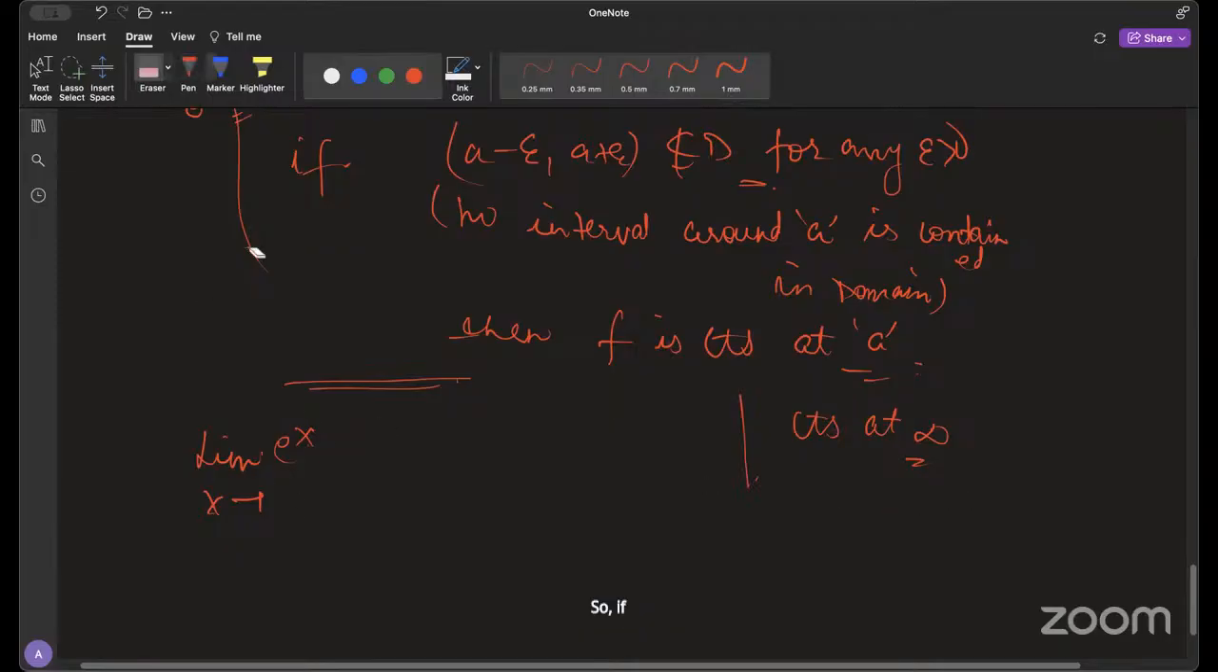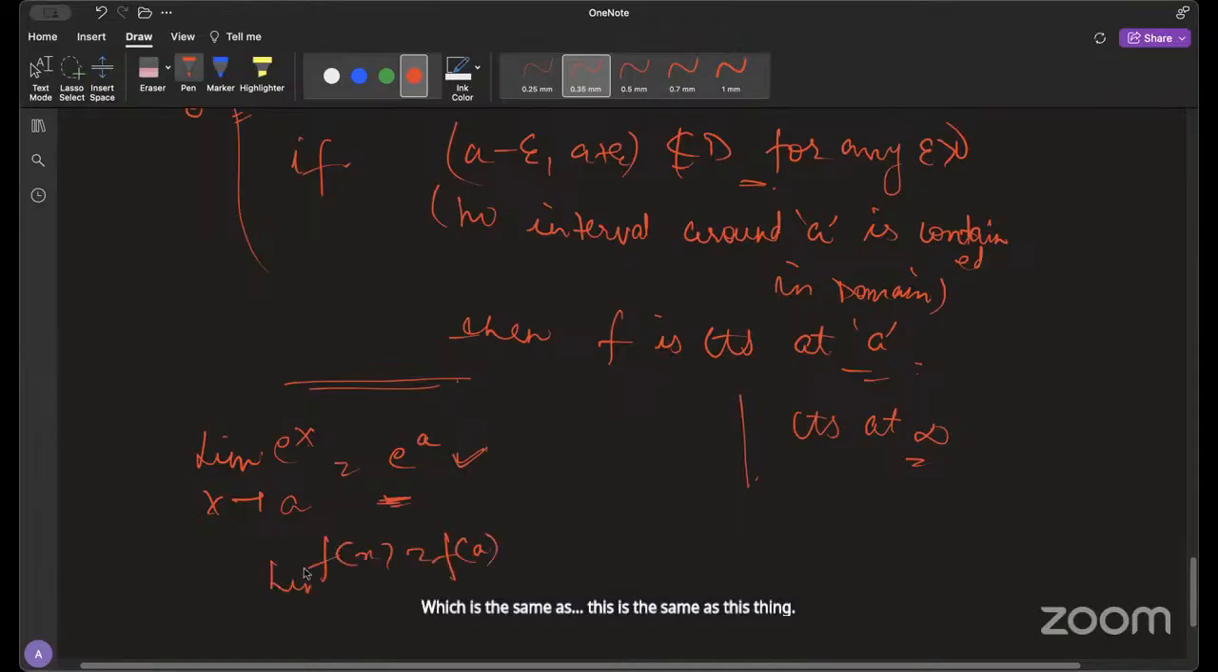So if you take, say, a, then this will be e to the power a. I hope everyone knows why this is true. No one has a problem with this? Which is the same as this thing, the limit as x extending to a.